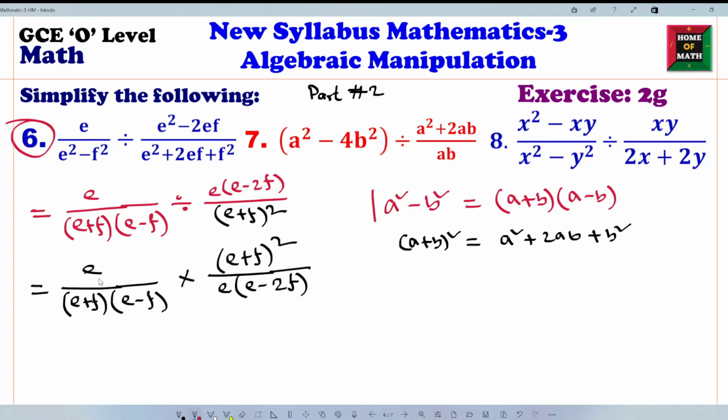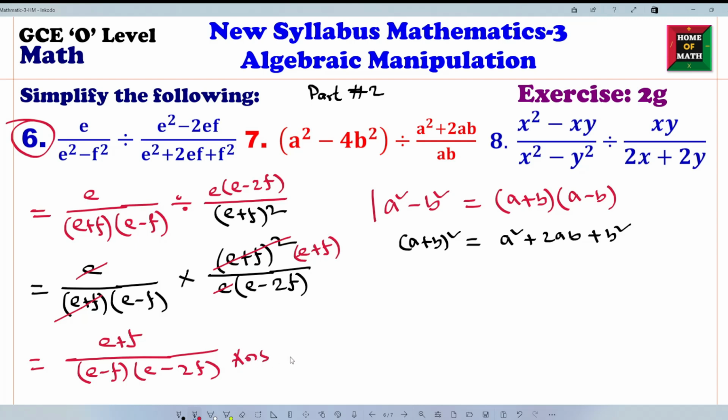Okay, now this e and e we can cut. Here is e plus f and here is e plus f square. So here is only e plus f. Okay, so our answer is e plus f over e minus f into e minus 2f. Okay, this is our answer. So hope you understand this one. Number 6, our answer is e plus f divide e minus f into e minus 2f. Thank you.